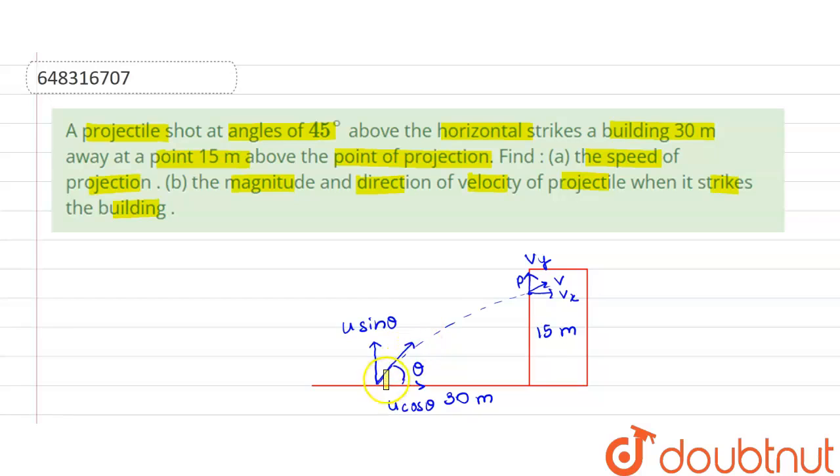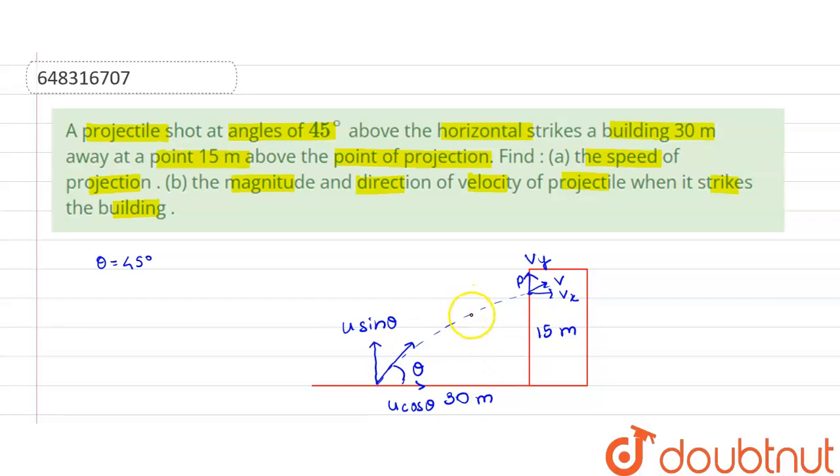So we are given that the projectile is shot at an angle of theta equal to 45 degrees above the horizontal. It strikes the building which is 30 meters away. This is the point of projection, and at a distance of 30 meters there is a building. The projectile hits it at a height of 15 meters above the point of projection. We are asked to find the speed of projection and the magnitude and direction of velocity.